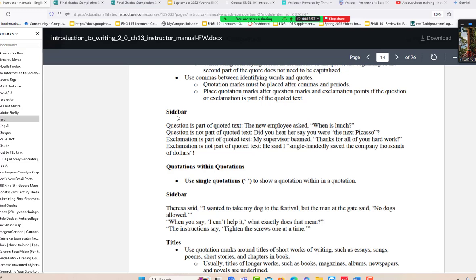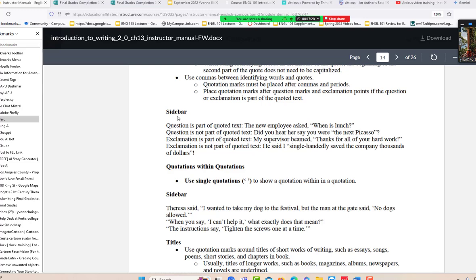Exclamation is part of a quoted text. My supervisor beamed, "Thanks for all your hard work!" Exclamation is not part of a quoted text. He said he "single-handedly saved the company thousands of dollars"!